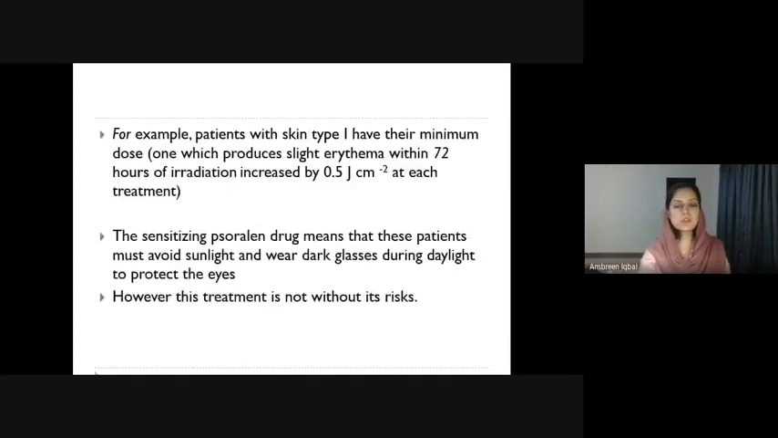For example, patients with skin type 1 have their minimal dose, one which produces slight erythema within 72 hours of radiation, increased by 0.5 joules per centimeter square at each treatment. The sensitizing Psoralen drug means that these patients must avoid sunlight and wear dark glasses during the daylight to protect the eyes. However, this treatment is not without its risk.